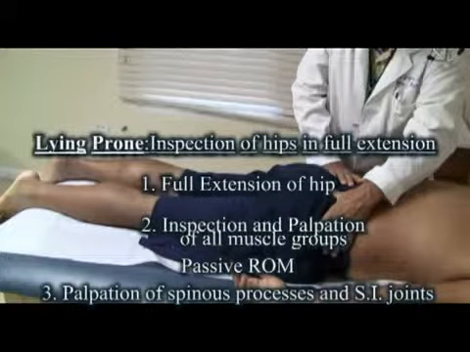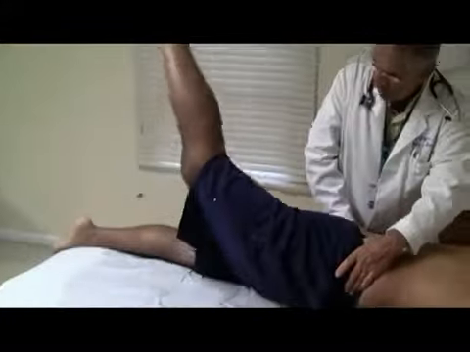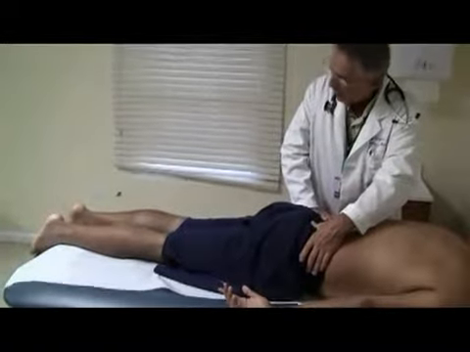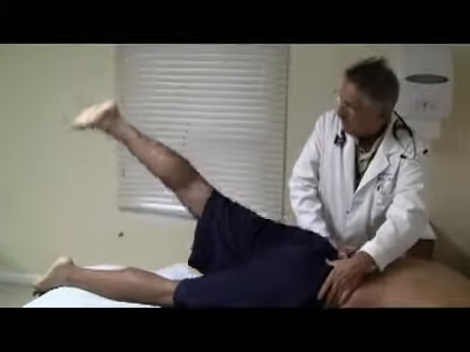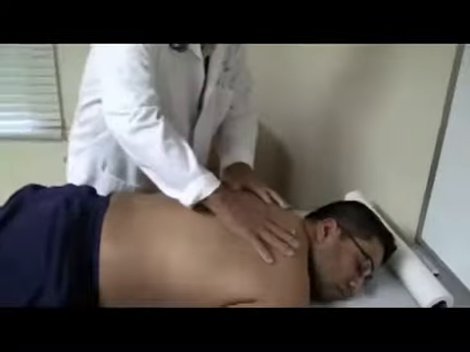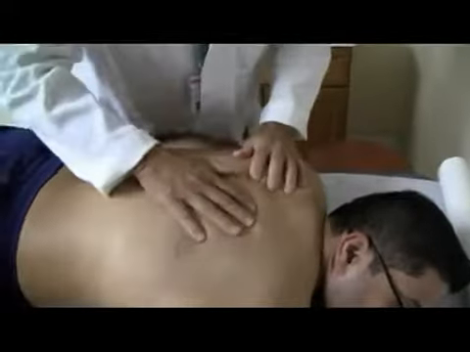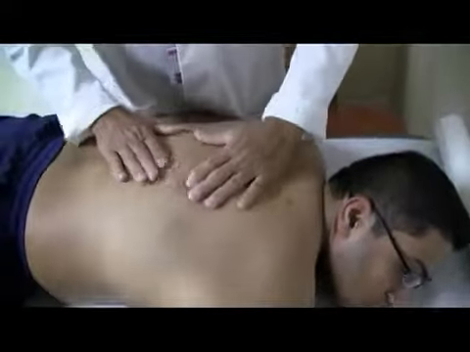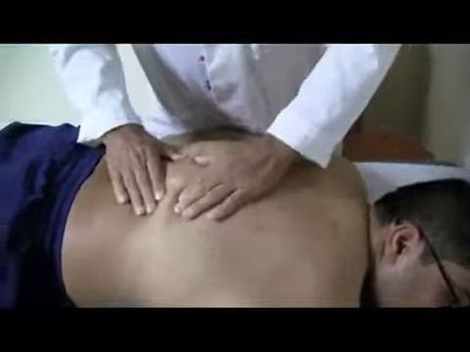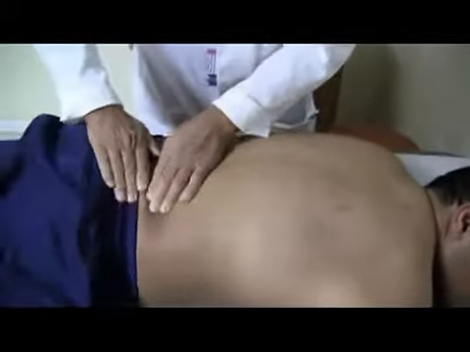In the prone position, you can place both hands to stabilize the pelvis and ask the patient to perform a full extension of the hip by telling them to raise one leg at a time. Take the time to palpate the paraspinous muscle groups working from the neck down to over the sacroiliac joint. Be sure to note for any spasms, pain, or tenderness.